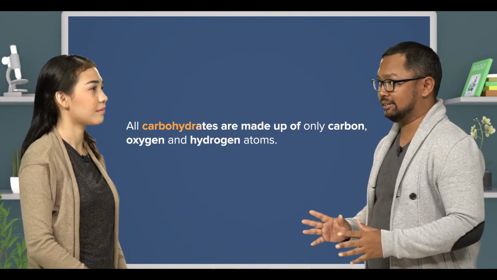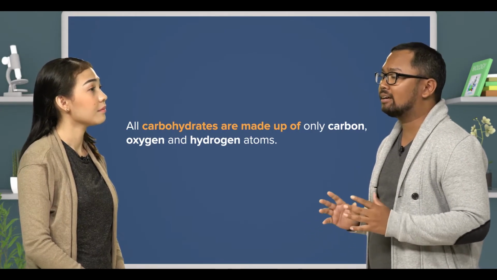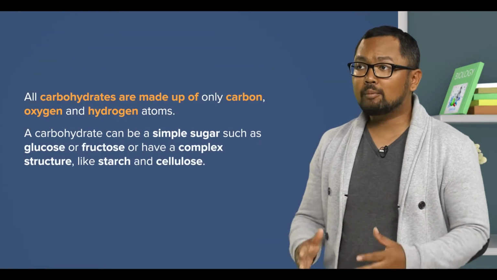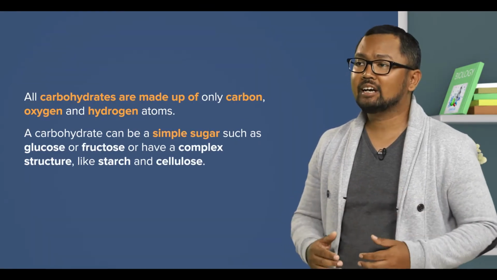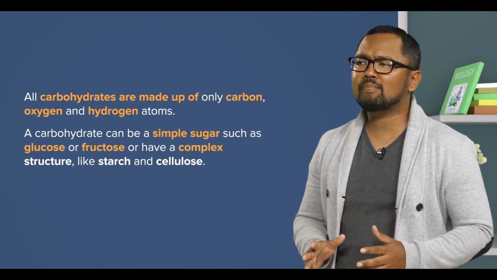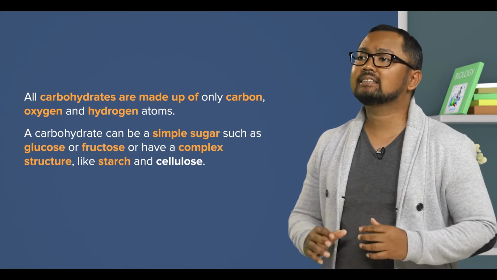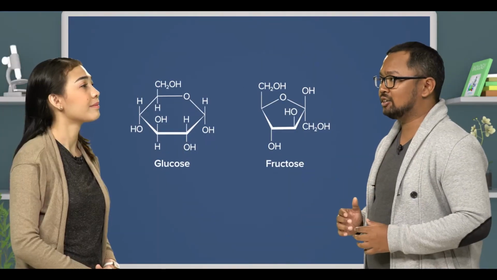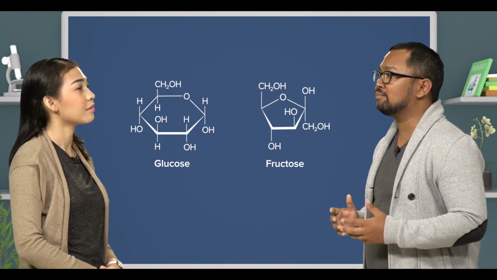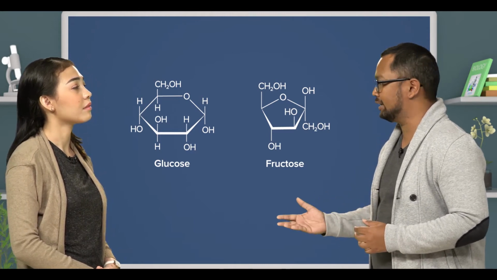All carbohydrates are made up of only carbon, oxygen, and hydrogen atoms. A carbohydrate can be a simple sugar such as glucose or fructose, or have a complex structure like starch and cellulose. Here are the structures of glucose and fructose. These are examples of the most basic form of carbohydrate.